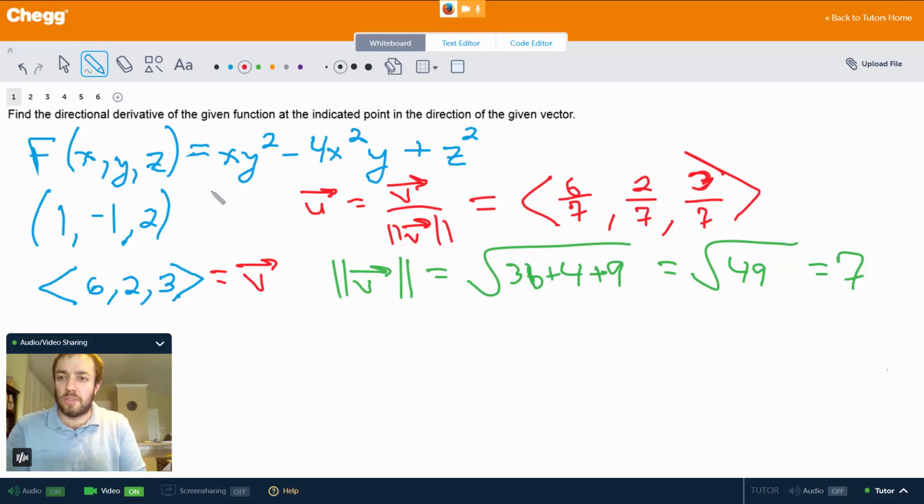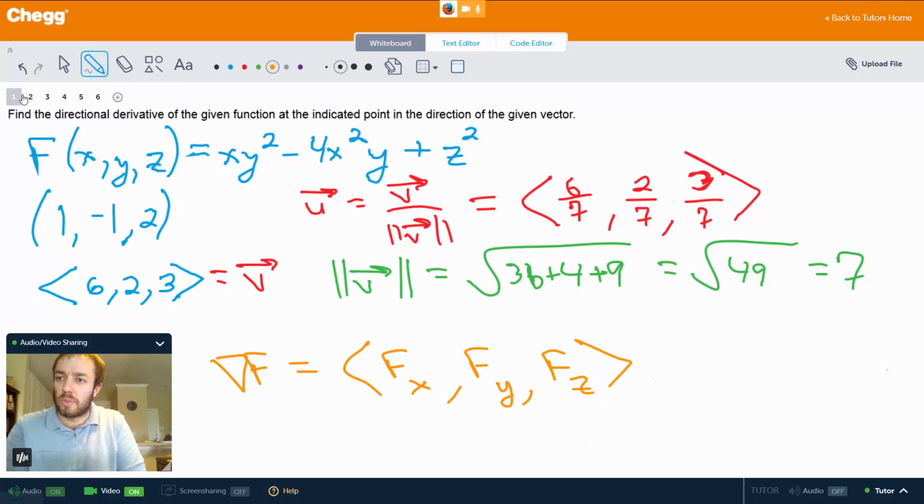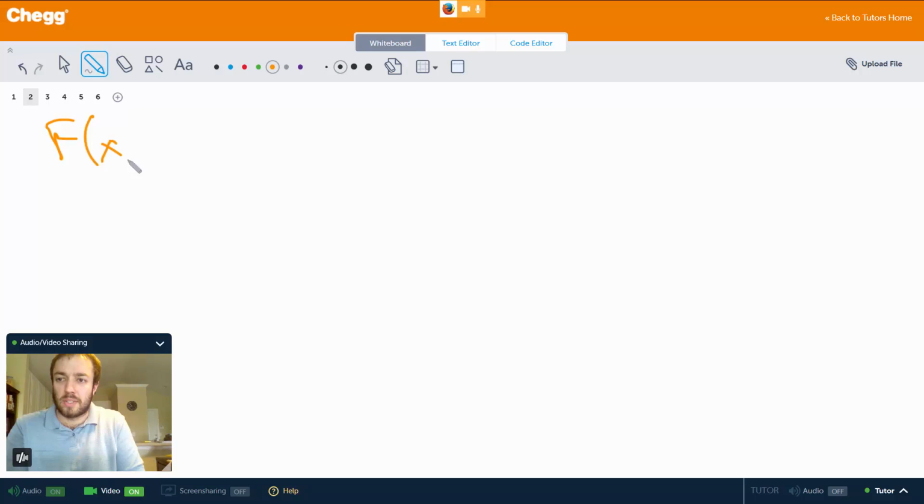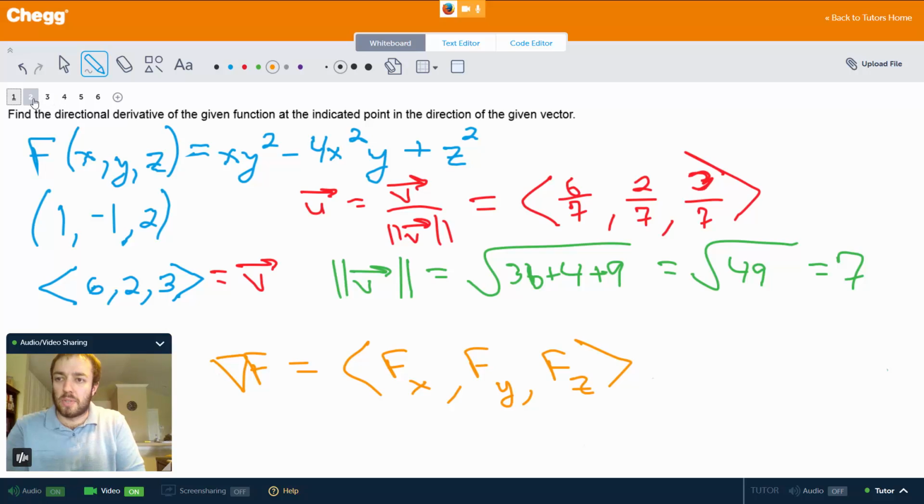All right, now we need to find the gradient of f. So we have to find the gradient of f, and we have to evaluate it at this point, 1, negative 1, 2. So remember that the gradient of a function is a vector that contains the partial derivatives. So the first component is partial with respect to x, then partial with respect to y, and then partial with respect to z. So we have f of x, y, z equals xy squared minus 4x squared y plus z squared.